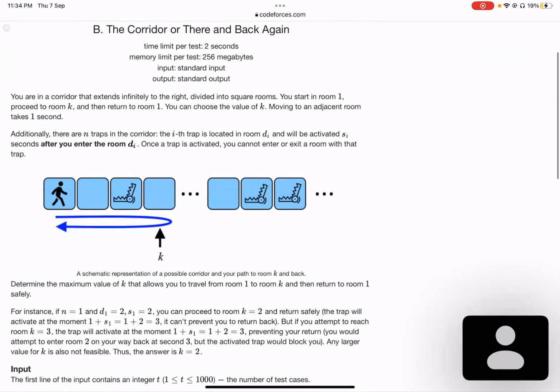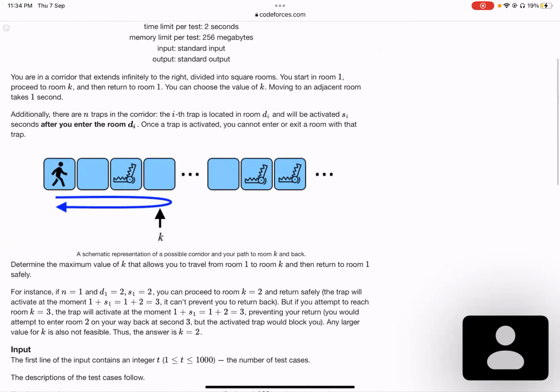Okay. So basically, what the question is saying is that we have a corridor which extends to infinity, right? Now you are at room 1 and you need to move to the room K and then return back to room 1, and you choose the value of K, and you start from 1 and then you move to K and then you come back, right? And moving from one cell to the adjacent cell takes 1 second, right?